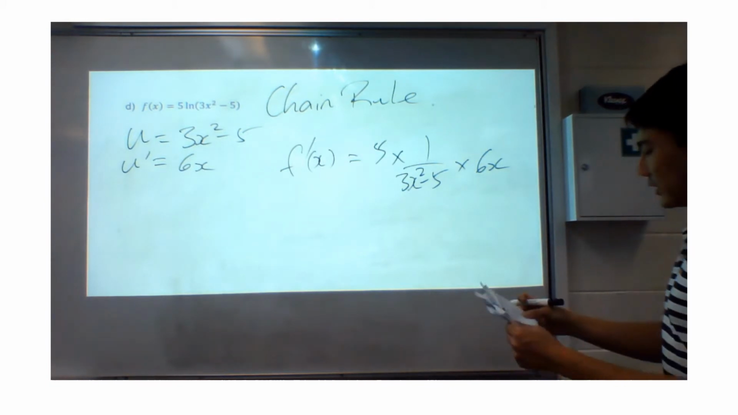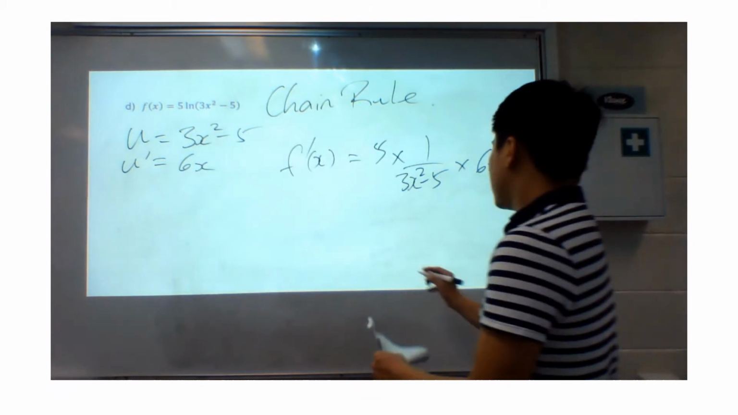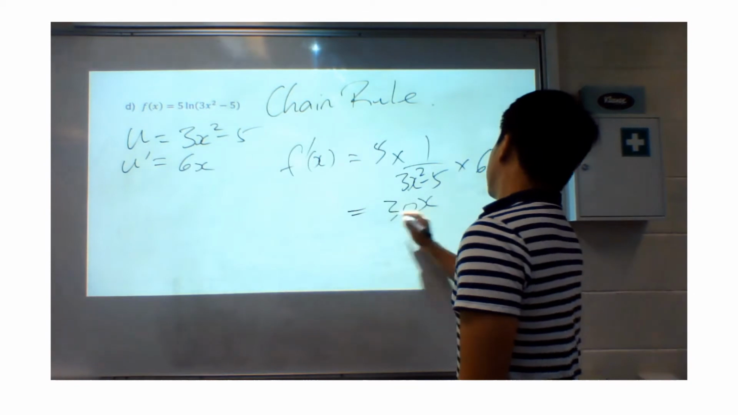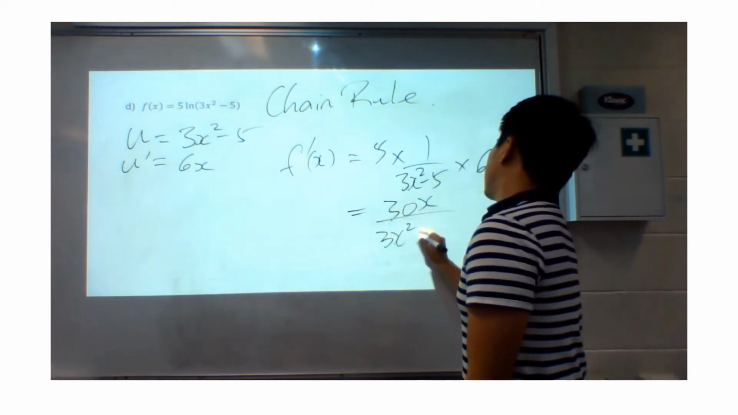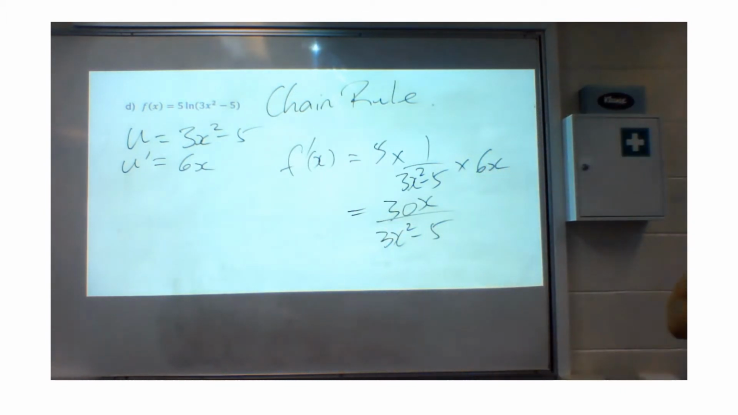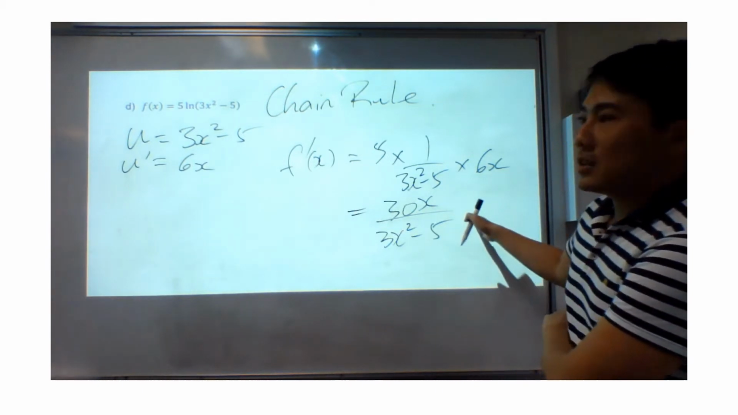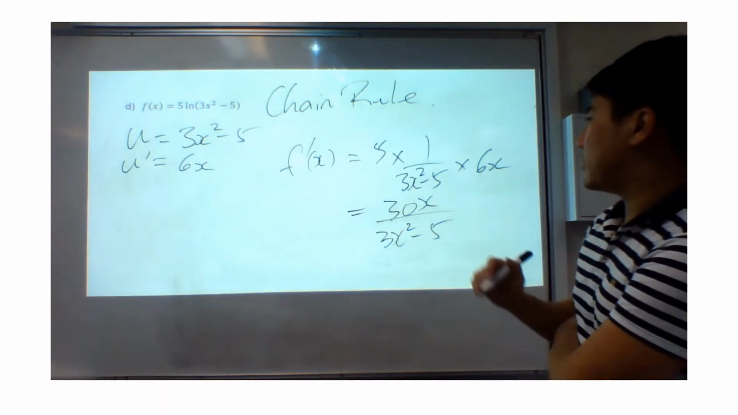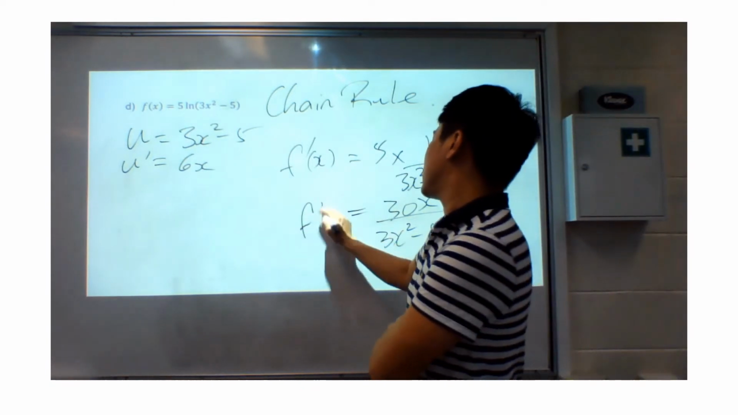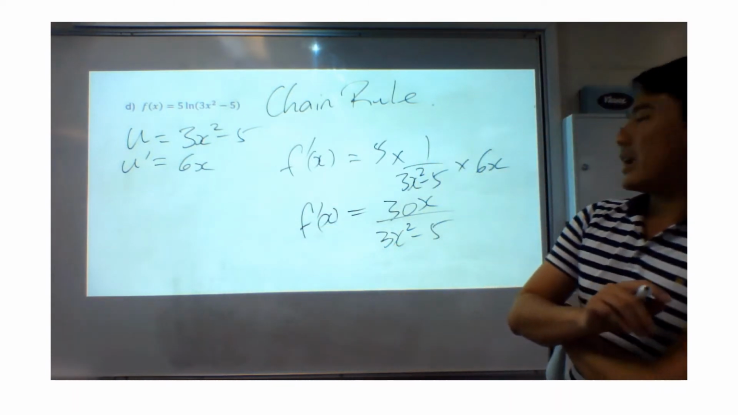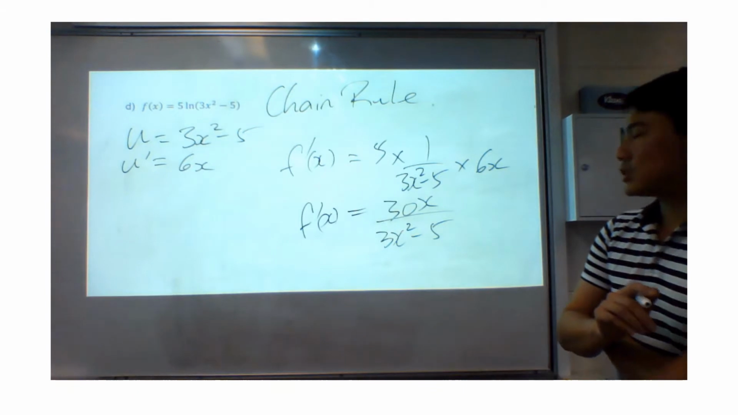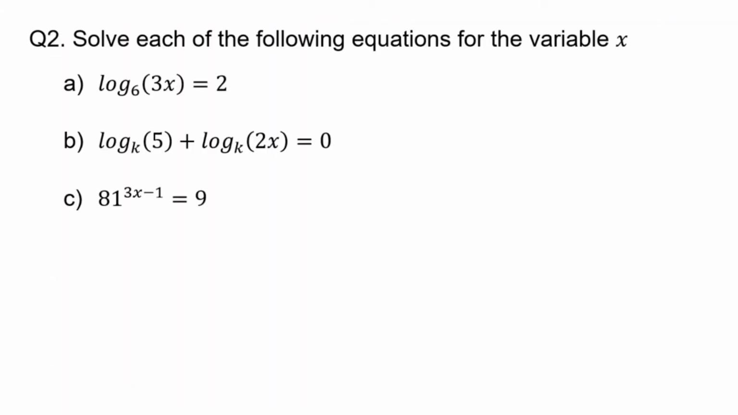And now you just need to tidy it all up. Equals to 30x over 3x, take 5. Can I simplify it any more? No, I can't. That's all we can do. So this would be my final answer. So f dash equals to 30x over 3x squared, take 5.